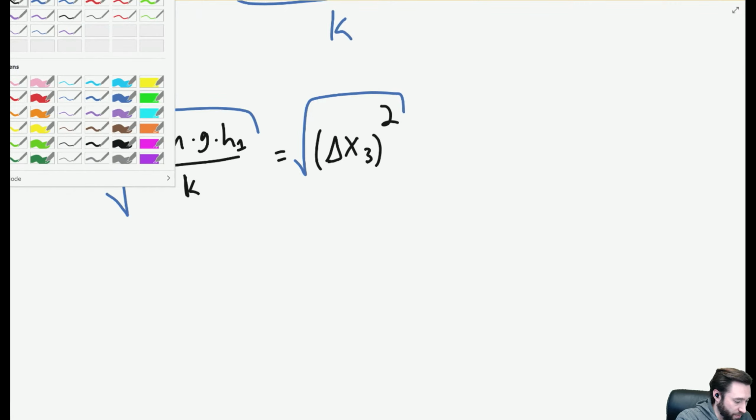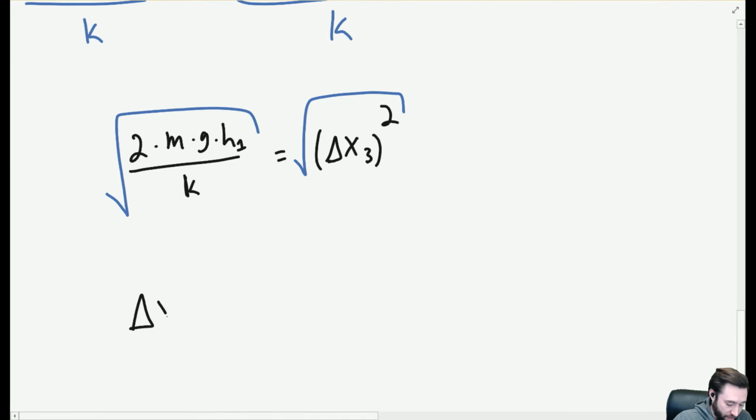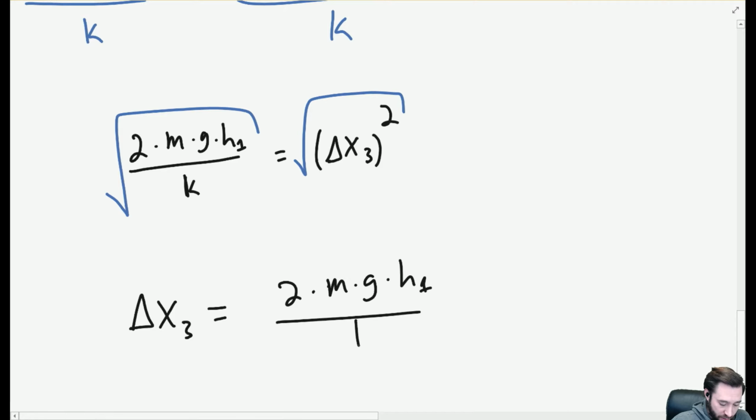So if I'm asking you to solve for how much the spring is compressed, the equation is going to be 2 times the mass, acceleration due to gravity, times h1, divided by the spring constant, all under the square root.